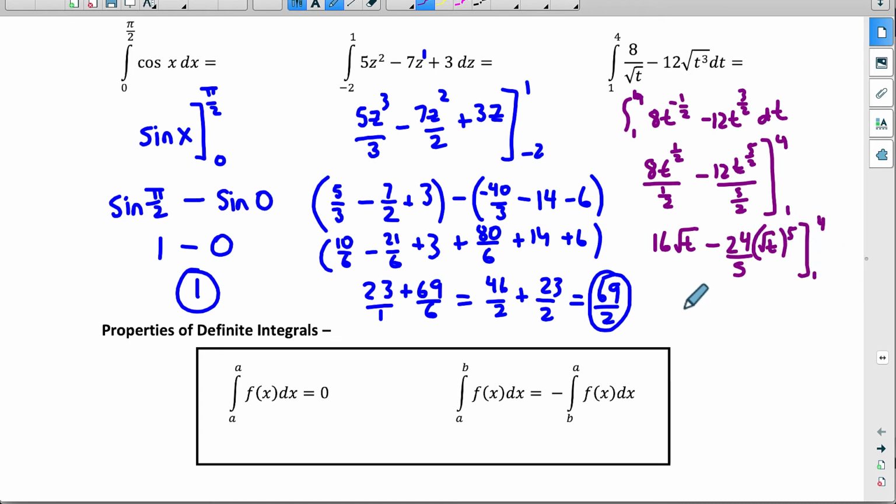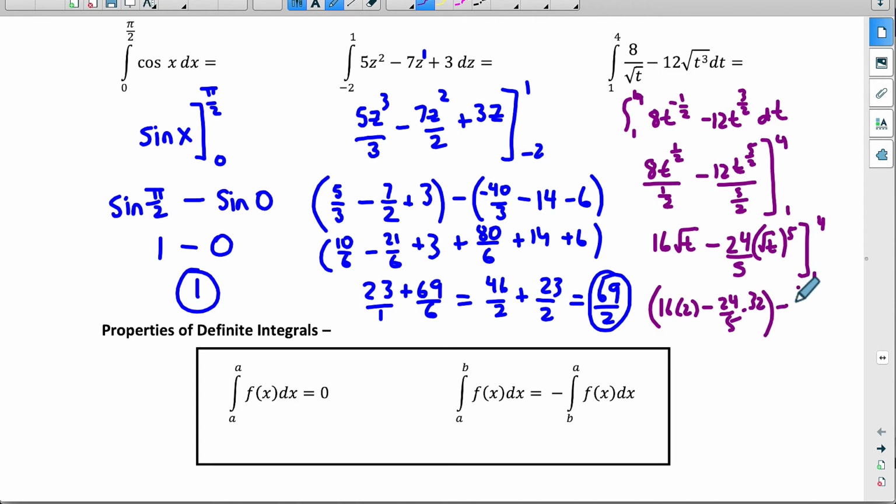Oh boy. So here we go. First of all, I'm going to put 4 in here. So I get 16 times 2, right? Because square root of 4 is 2, minus 24 over 5. And I'm putting 4 in here. Square root of 4 is 2. And 2 to the 5th power is 32. Okay, that's when I plug 4 into it.